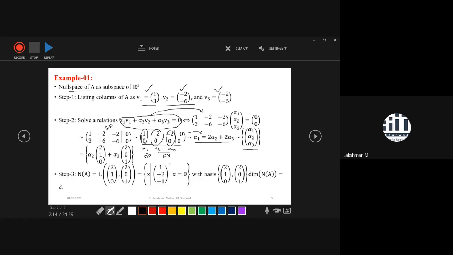Alpha 1 we express in terms of alpha 2 and alpha 3, and we take alpha 2 and alpha 3 common. In that process, we observe that the solution space of this homogeneous linear system, or simply this linear relation, is just a linear combination of two independent vectors. Call the first vector W1 and the second vector W2. If you have two non-collinear, independent directions, what will you get? You will get a plane.